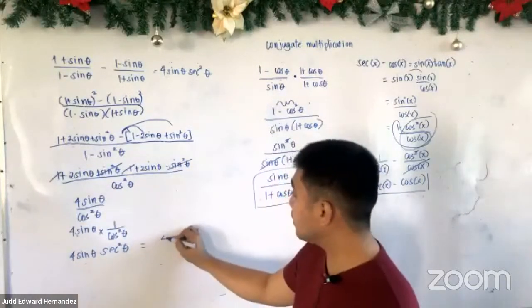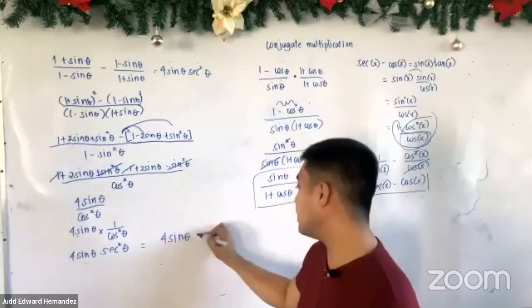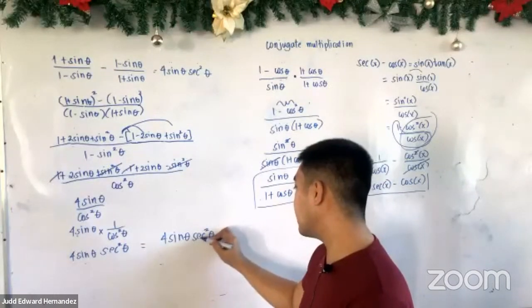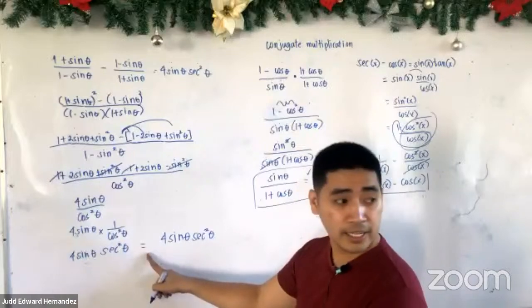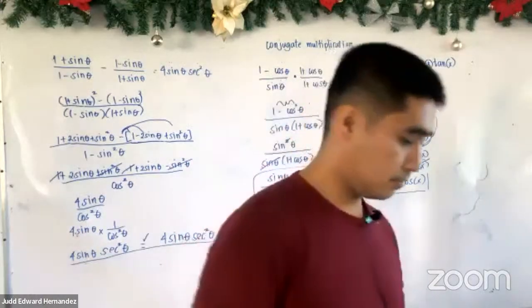Is that equal to the right side? We have 4 sine theta, secant squared theta. Are they equal? Yes. Therefore, it is an identity. Questions?